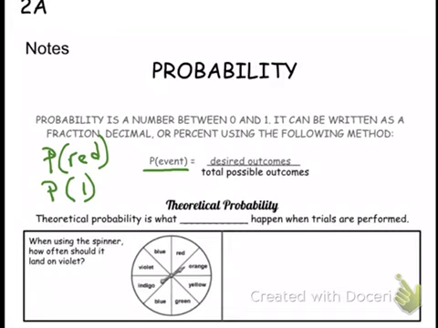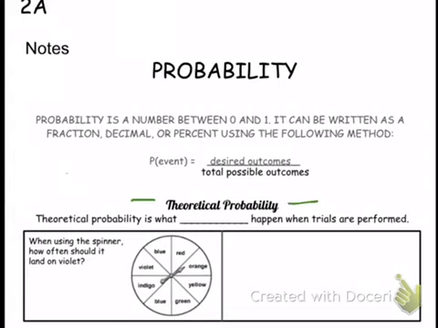And I can also do things like, what's the probability of not getting a 3? Again, if I'm rolling the dice, not getting an odd number. So it's all these things that I could be looking for, and I just put that inside the parentheses. So whatever I'm looking for is what goes inside the parentheses.